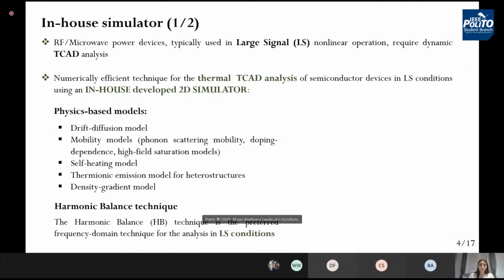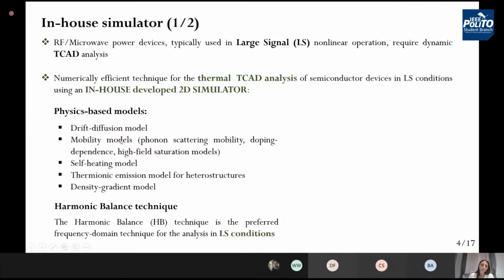RF and microwave power devices typically used for large signal simulations require a dynamic TCAD analysis. For this reason, we have introduced a numerically efficient technique for thermal TCAD analysis through the development of an in-house two-dimensional simulator.